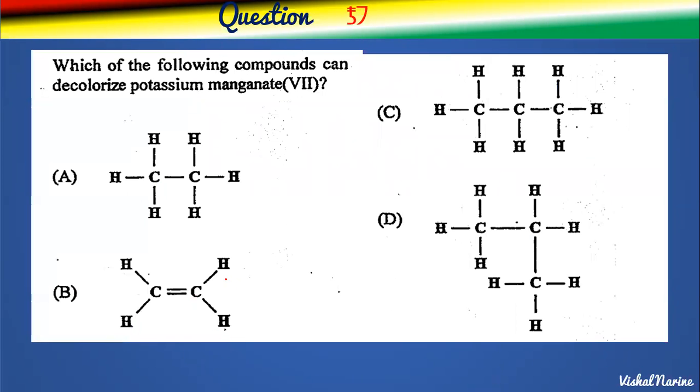Question 57. Which of the following compounds can decolorize potassium manganate(VII)? So we're looking basically at an alkene. The answer there is going to be ethene, which is B.